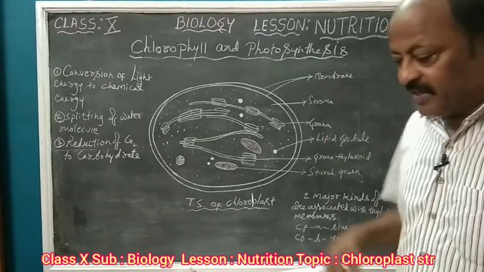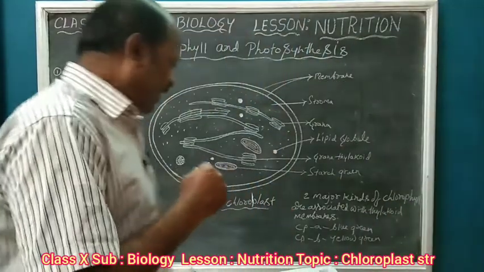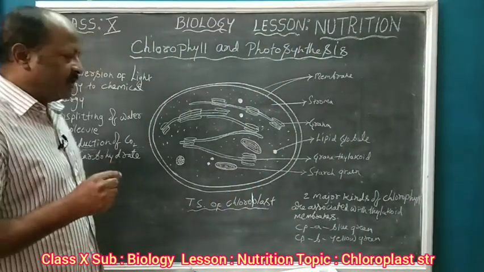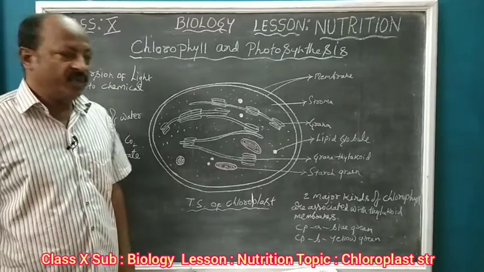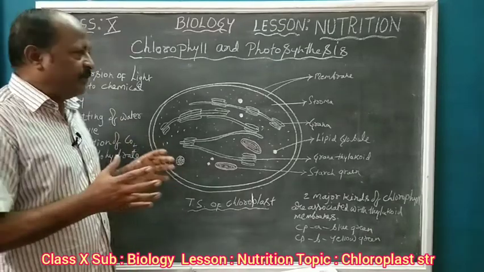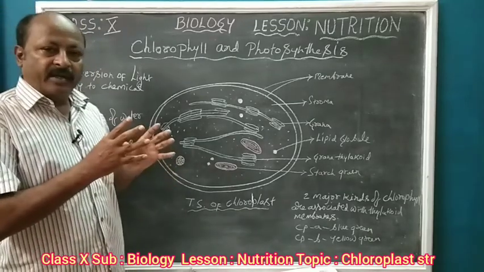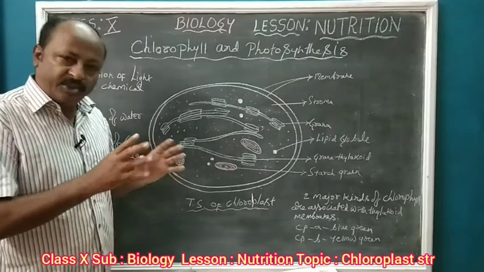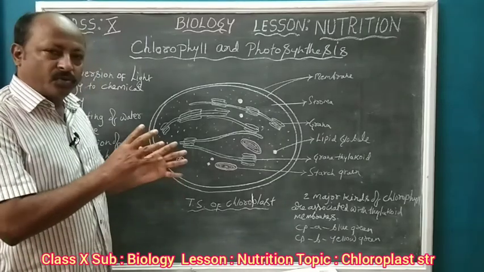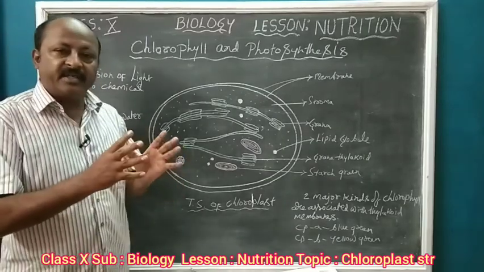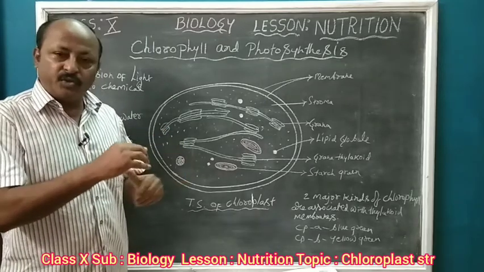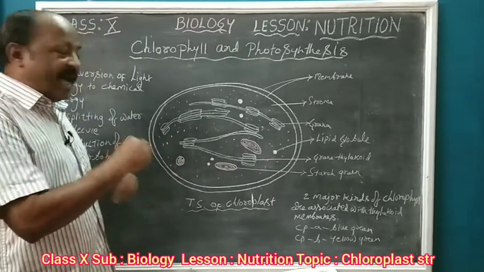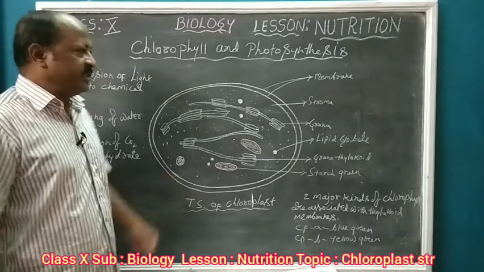But in 1954, a scientist called Daniel I. Arnon opened the plant cell carefully, gently, to isolate this chloroplast, which could carry out the process of photosynthesis.